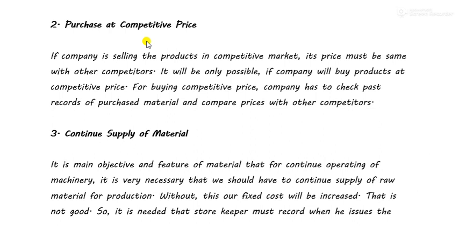Then, purchase at competitive price. The public will not purchase my goods if my goods are priced higher than the goods of my competitors. So I have to buy the goods either at a low price or at the same price as my competitors. Now, how is this possible? If I purchase my raw material at as low a price as possible, or the same price as my competitors are buying, then I'll be able to reduce my cost of sale also.